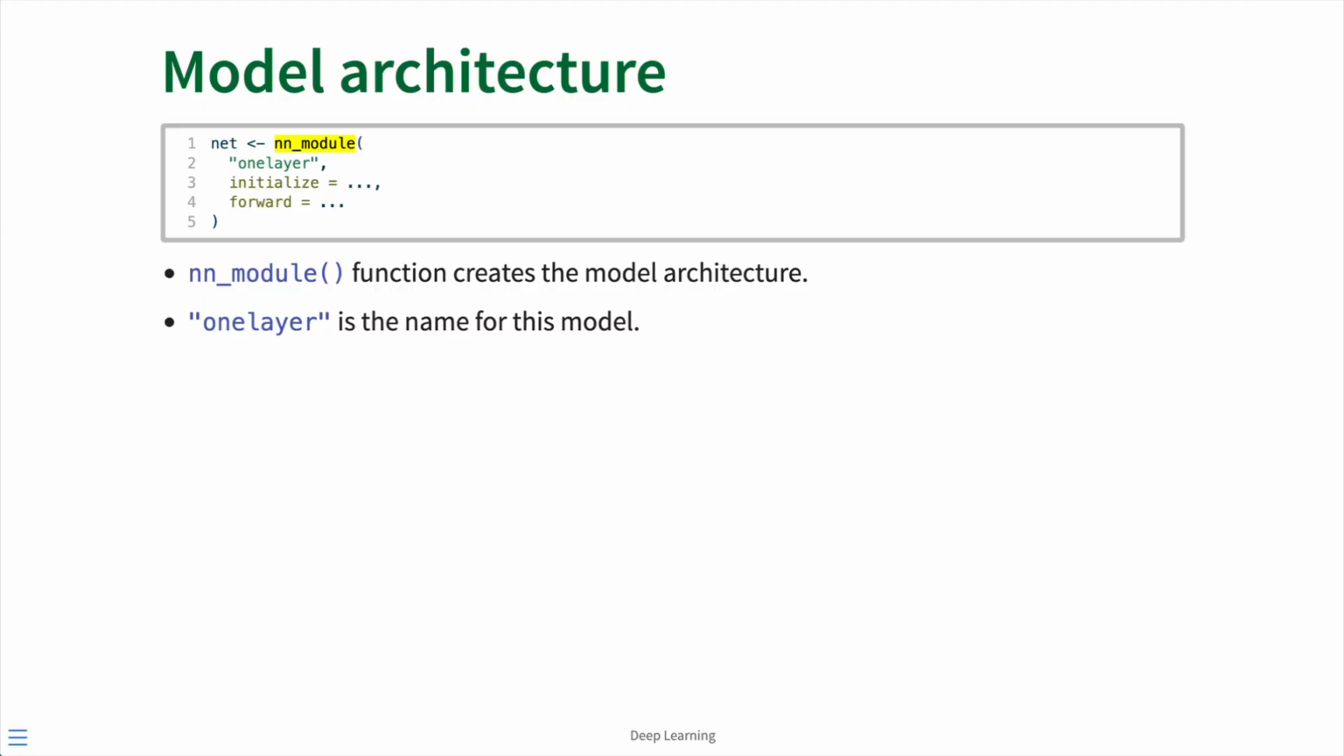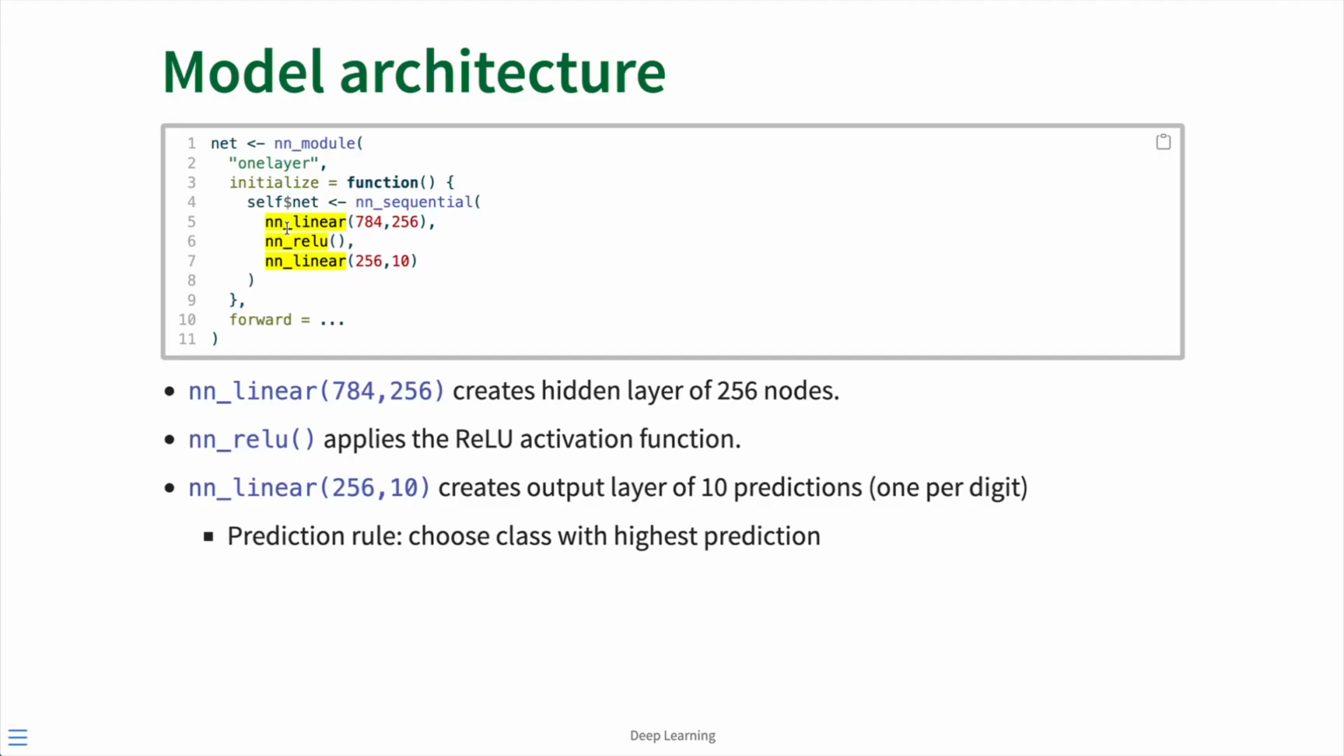So with the torch package, we're going to use a function called nn_module. We have to specify a name for this model, which is the first argument, and then we also need to provide two more arguments, initialize and forward. So here's an example of what the initialize argument could look like. It's taking a function as the value we're passing to it. We're defining a function within this function call. We don't have to worry too much about the details here, but the highlighted yellow parts are the most important parts because this is defining the layers that we have.